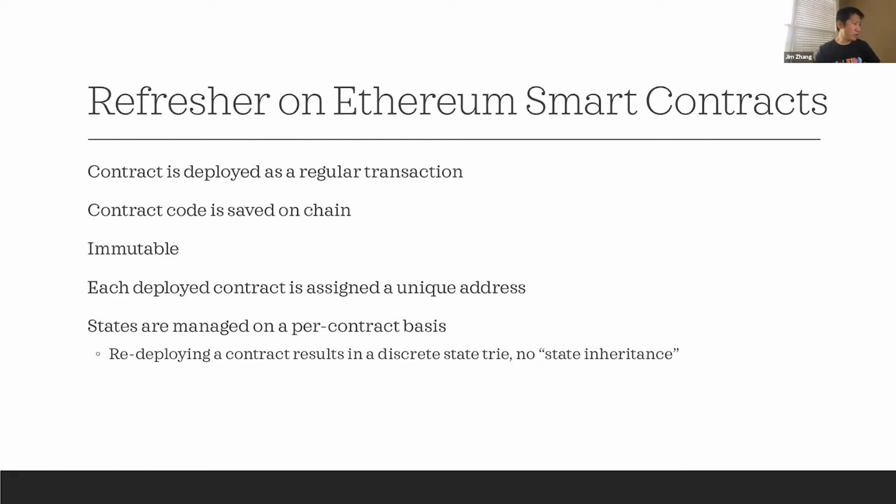Another part of this is states, which is the kind of transactional data produced by smart contracts when they process transactions. States are managed on a per contract basis. So every contract is responsible for a portion of the overall world state that makes up the transactional data and history for each account.